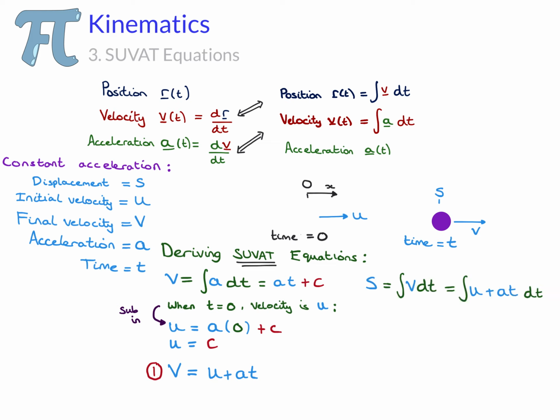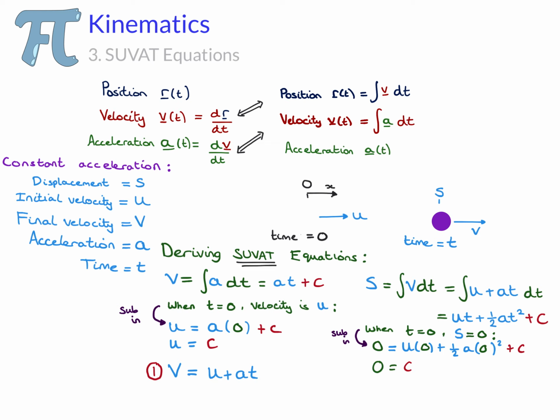The object's position is found by integrating the velocity function. Again, by following the standard integration rules, we obtain that the position is ut plus 1/2 at squared plus c. Again, we find what the c is by evaluating the position at a point that we know. We know that at time t equals 0, the position is 0, and so c must be 0. Therefore, position s is equal to ut plus 1/2 at squared.